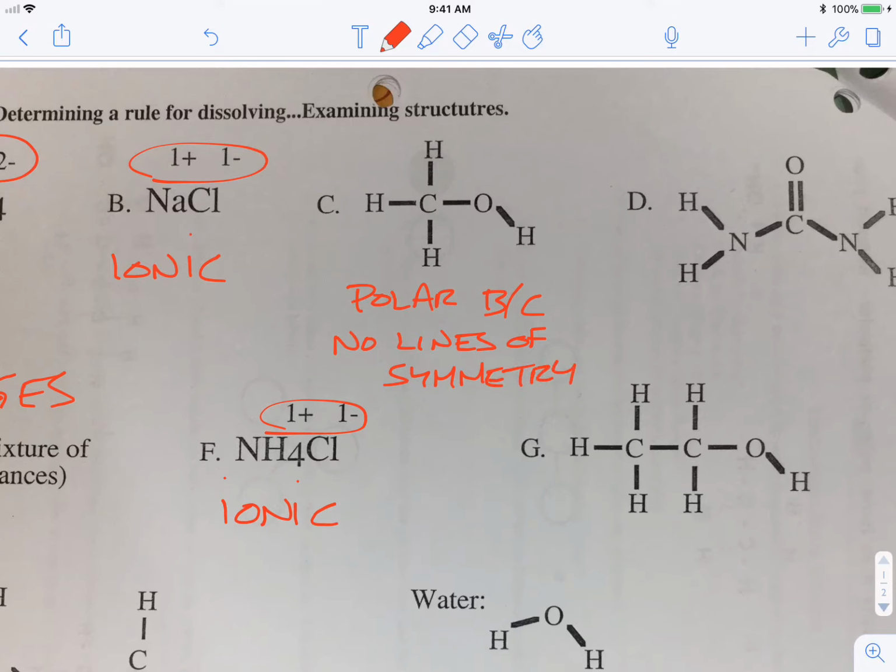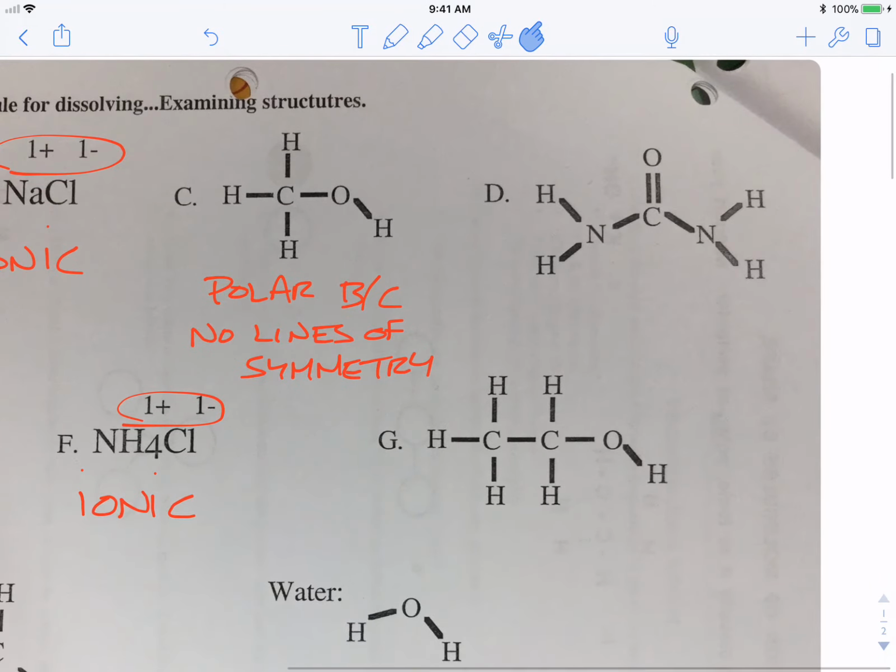Now, letter C is methanol. Methanol is a type of alcohol, but that's not the one you would want to have in a drink if you were of age. Methanol is produced from wood, and this stuff will make you go blind and then die, so not a good thing. Okay, let's look at letter D. This is urea. Urea is found in your urine and a bunch of other things.